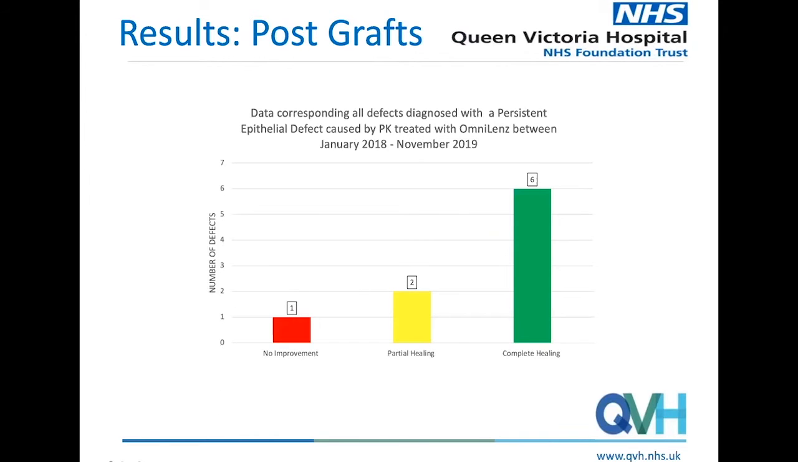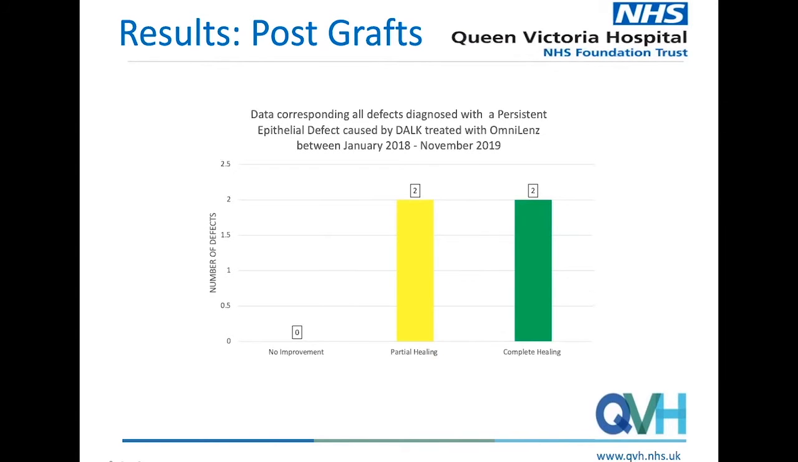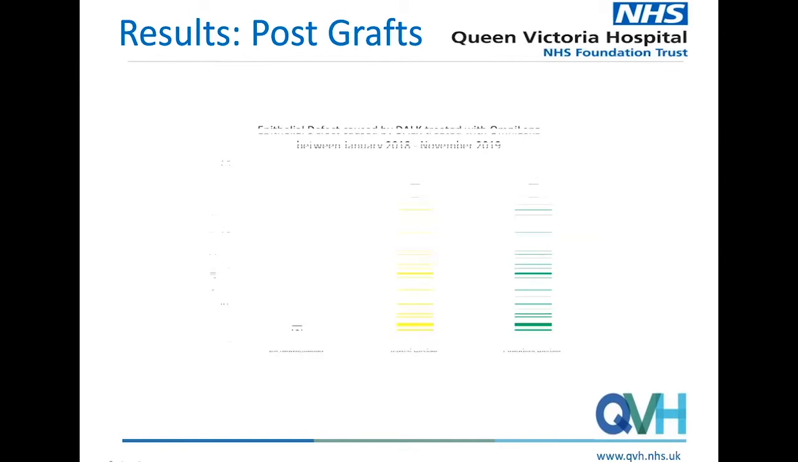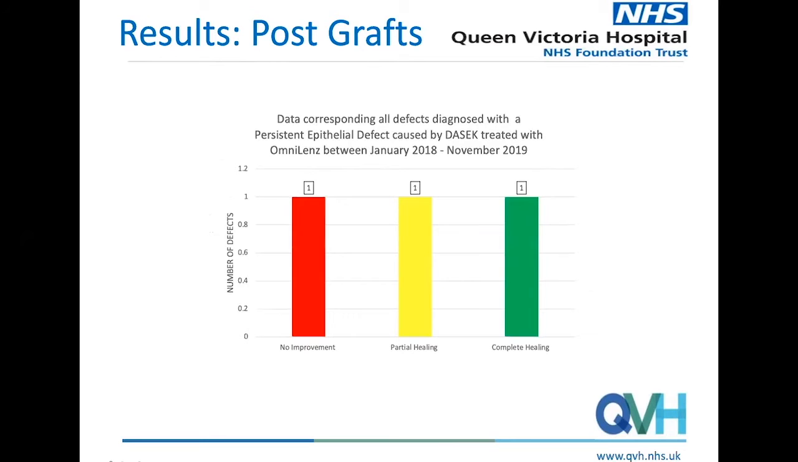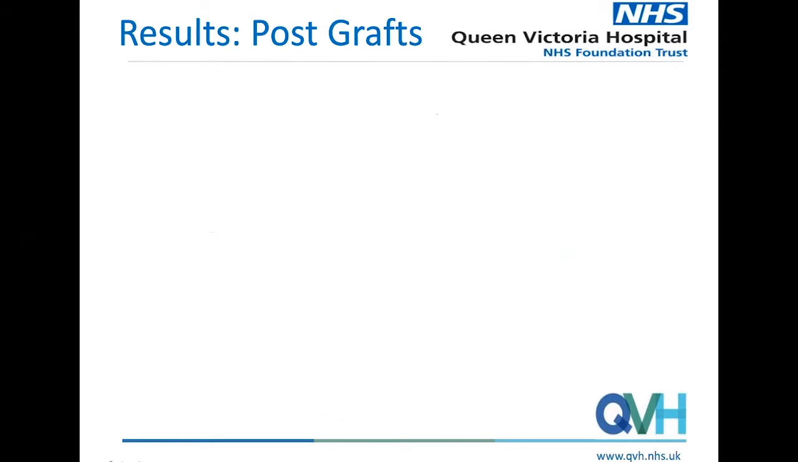This is a further subdivision depending on the type of grafts. In penetrating keratoplasty, as you can see, we had 9 patients in total, and 6 out of 9 showed complete healing, whereas 2 showed partial healing. In the DALK group, which had 4 patients, we had 50-50% complete and partial healing. And in DSEK, we had 3 patients, and we had equivocal results.